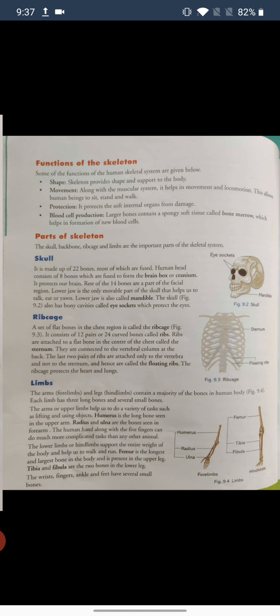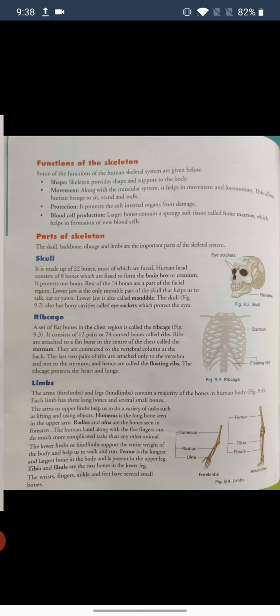And what are the functions of the skull? The skull protects the brain, eyes, tongue and ears. It is made up of immovable joints. The movable joint is the lower jaw. Now, the human head consists of how many bones? There are 8 bones which are fused to form the brain box.